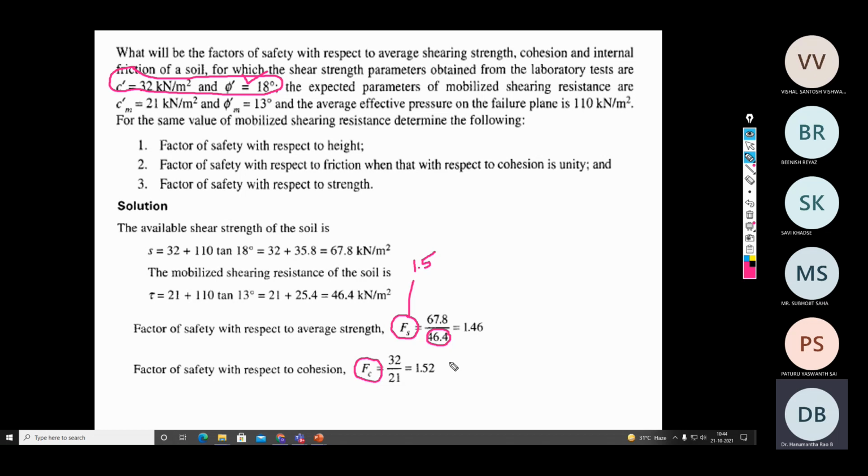But when I do so, I'm making an inherent assumption. That inherent assumption is, when I assume Fs as 1.5, I am inherently assuming Fc is equal to Fφ. Do you agree with this? Yes, sir. Okay. But what if I assume the Fc value independently and the Fφ value independently?